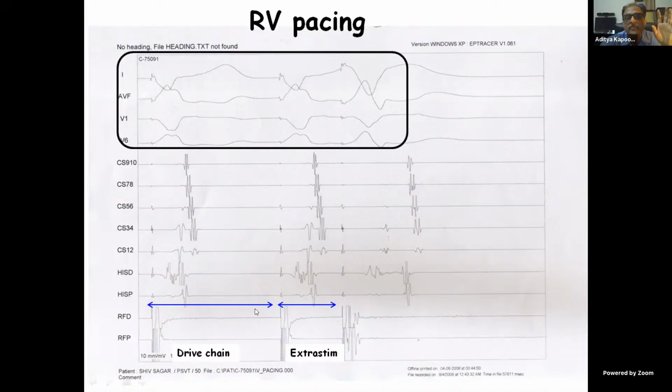मान लीजिए ड्राइव चेन 450 पे किया, एक एक्स्ट्रा स्टिमुलस हम लोग 400 से शुरू किया. This 400 comes down to 380, 360, 340, 320. So this is the decremental drive extra stimulus. ठीक है, इससे हमें इस वाले बीट से फिगर आउट करना है what is the decrementation which is happening.